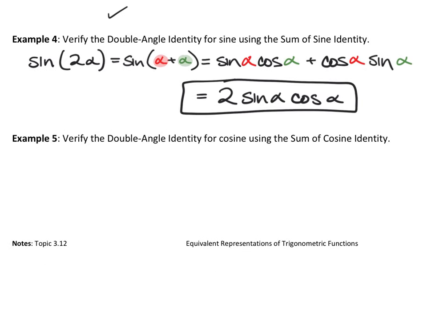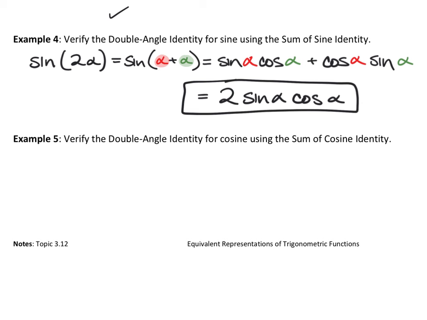You've got example 5. I want you to do the same thing. You're going to verify the double angle identity for cosine using the sum of the cosine identity. So just like in example 4, we're going to do cosine of 2 alpha, just letting the 2 angles that we're adding together both be alpha. So following the color code I did before, alpha and beta. But by "we're going to do it," I mean you're going to do it. Go and try to verify that for me, making sure it matches what is on our formula chart.